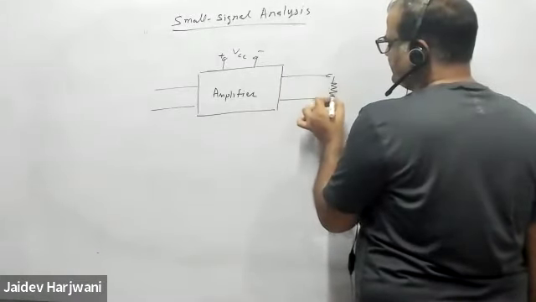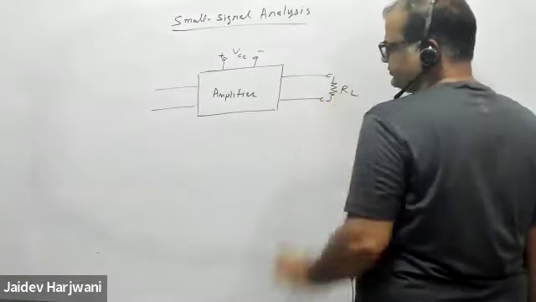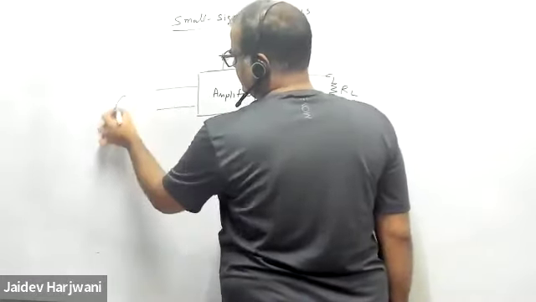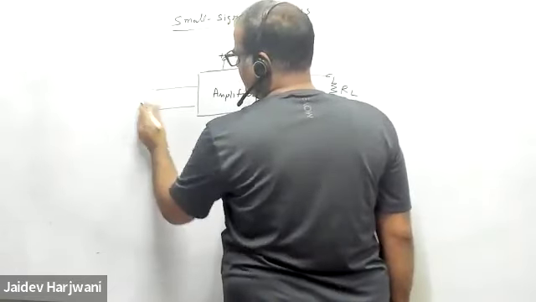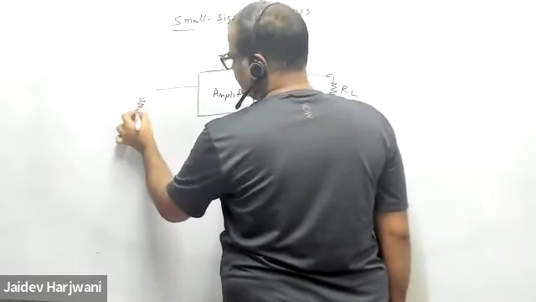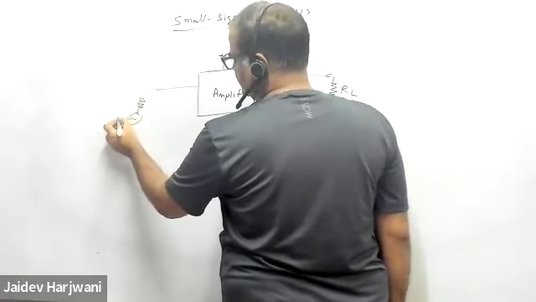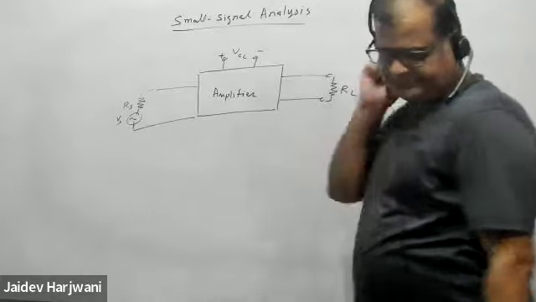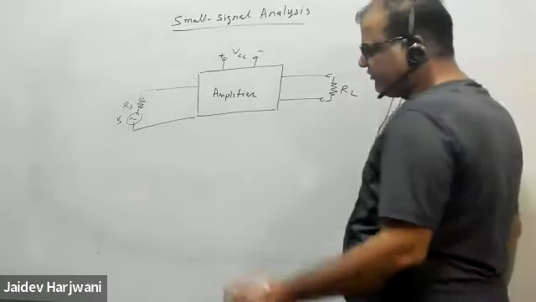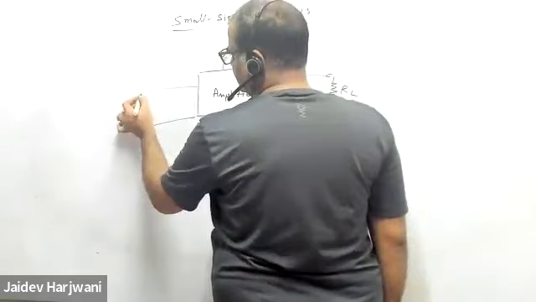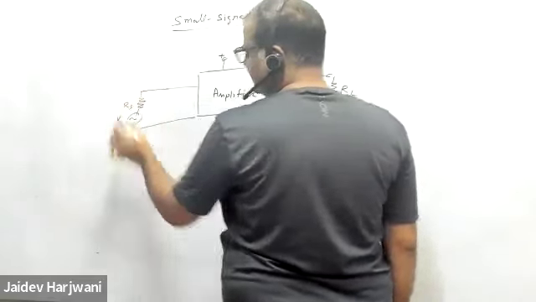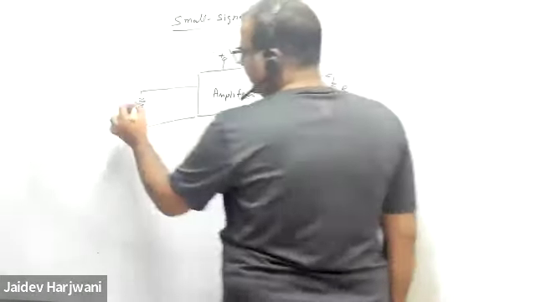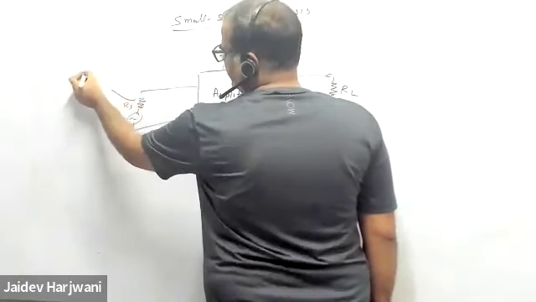You can put a resistance RL here, and you have some source here, an AC source VS, with an internal resistance RS. So far, when we were putting the source, we were not considering this RS. Sometimes with a source, the internal resistance of the source will also be connected.